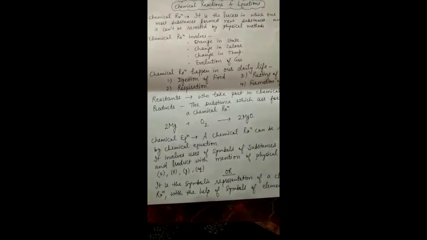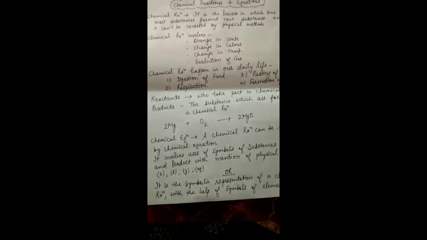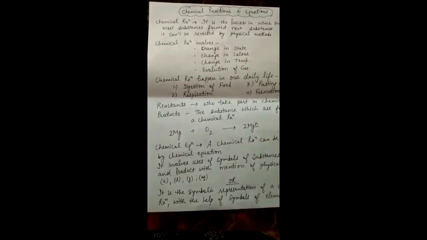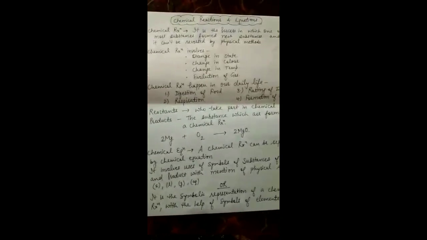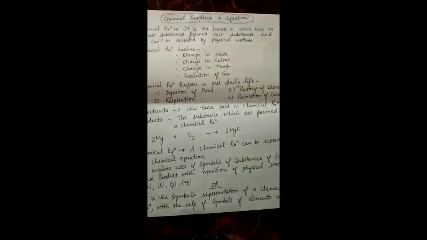A catalyst is a substance which increases the rate of a reaction. The substances that take part in a chemical reaction are called reactants. The substances which are formed in a chemical reaction are called products.